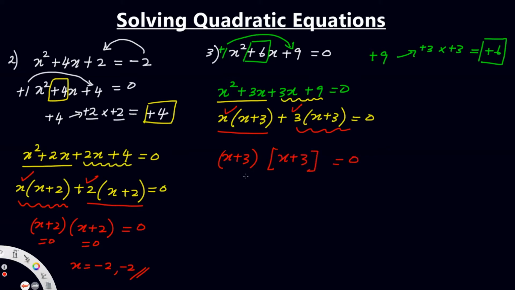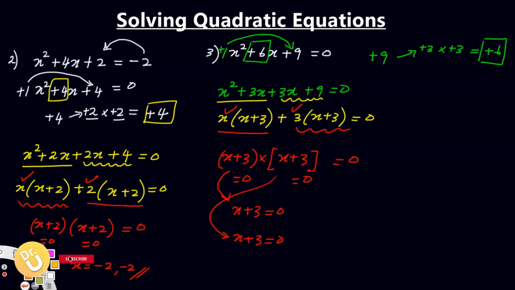Again, we will use the null factor theorem. So if you use the null factor theorem, you get this term to be 0, you get this term to be 0. So individually they are going to be 0. So you get x plus 3 is equal to 0, from here, and x plus 3 is equal to 0, and that is from here.